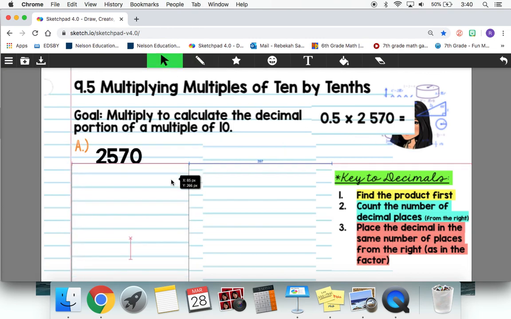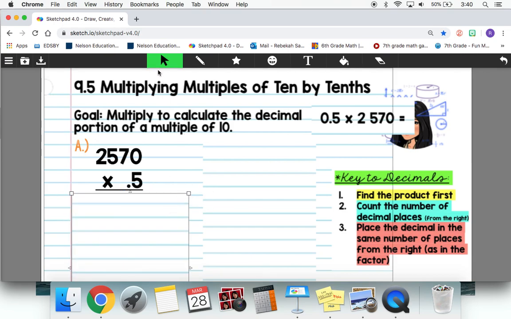Go ahead and write number 1, and we have letter A right here. From what you remember from 9.3, this is all you have to do. Find the product first, then count the decimal places, then put it in your answer. Okay, so go ahead and do that by yourself, and I will go over it. Okay, so let's begin. Find the product first. 5 times 0 is 0. 7 times 5 is 35. Carry my 3. 5 times 5 is 25, plus 3 is 28. And then we have 5 times 2 is 10, and then 10 plus 2 is 12.